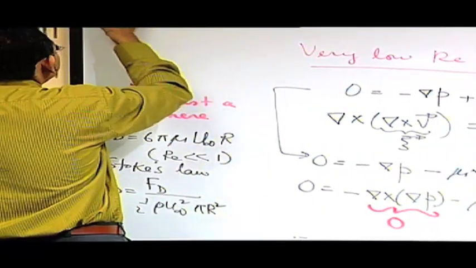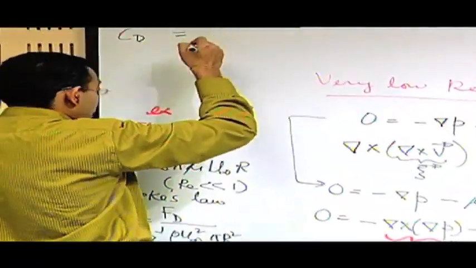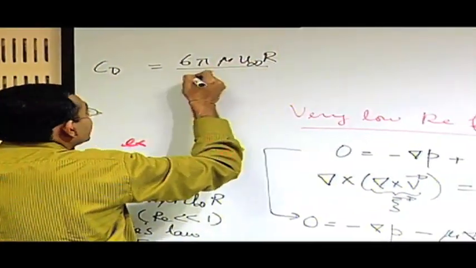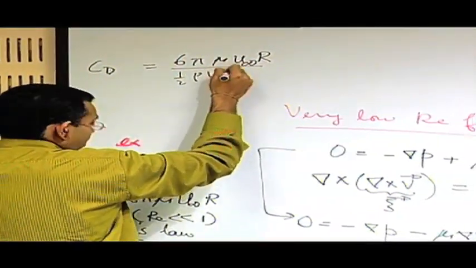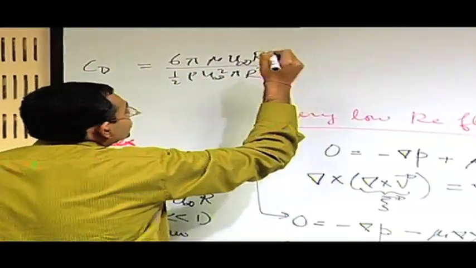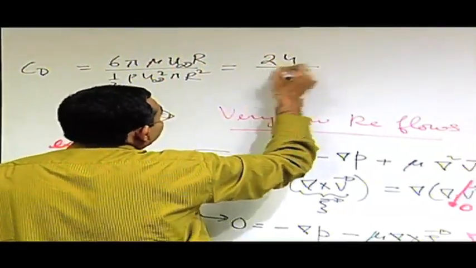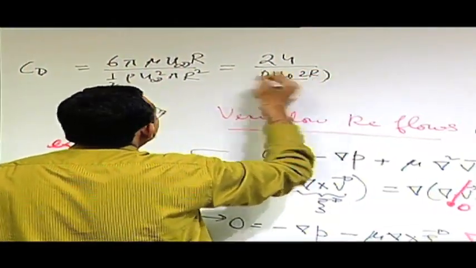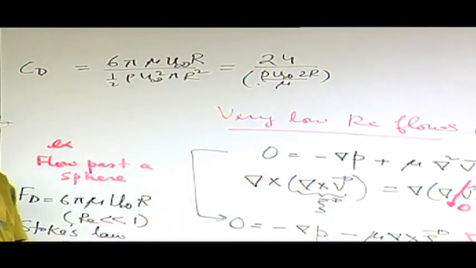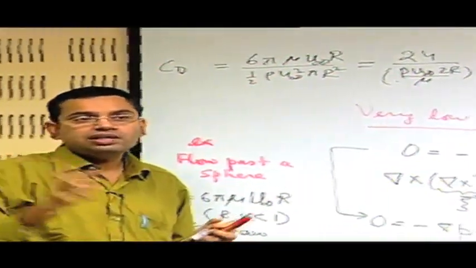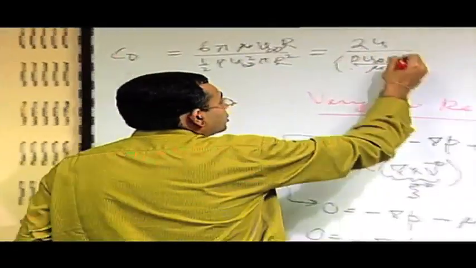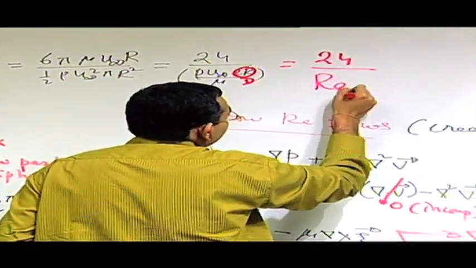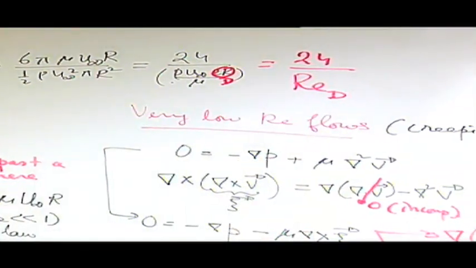So what will be the expression for CD? 6 pi mu u infinity r divided by half rho u infinity square into pi r square. So this will become 24 by rho u infinity 2r by mu. Why have we used 2r? Because the diameter, or 2r, is usually considered as the reference length scale for the Reynolds number. So this is 24 by Reynolds number based on the length scale of the diameter of the sphere.